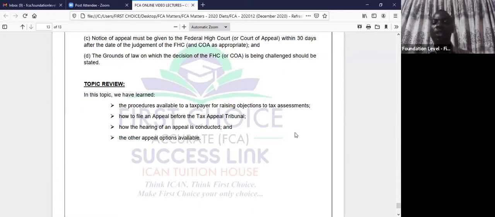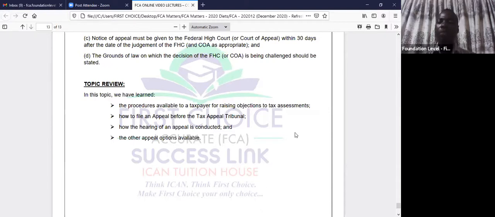Now, we've seen situations in which a tax is seen to be final and conclusive. We have also looked at when the tax is not seen to be final and conclusive. I also mentioned that your valid objection must be in writing, must state the grounds for objection, and must be sent within 30 days. Your appeal should also be sent within 30 days.